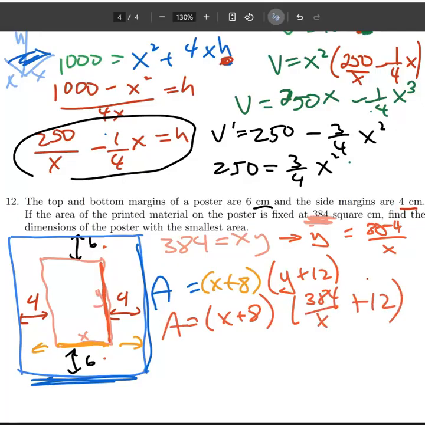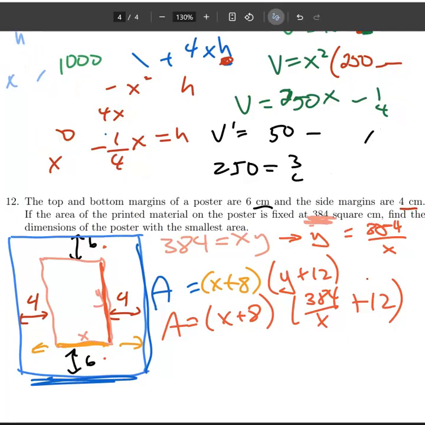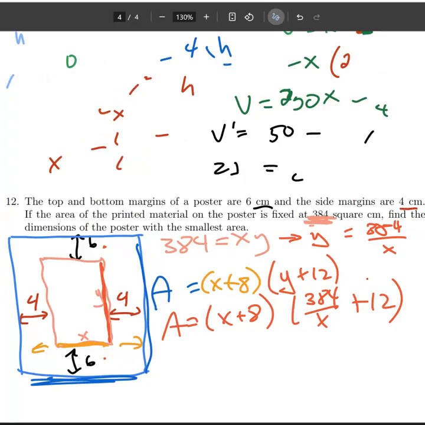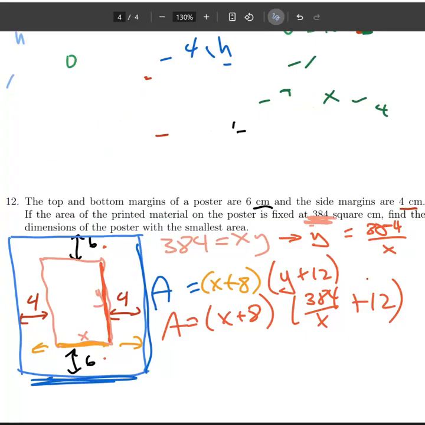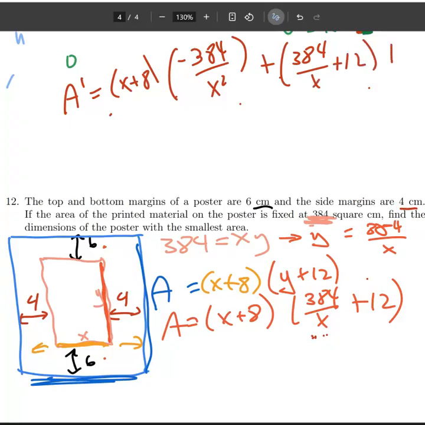We could multiply this out, but let's just do the product rule. First d second plus second d first. So a prime is first, d second. You know how to take the derivative of this: negative 384 over x squared, the derivative of 12 is 0, plus second d first, which is just 1.